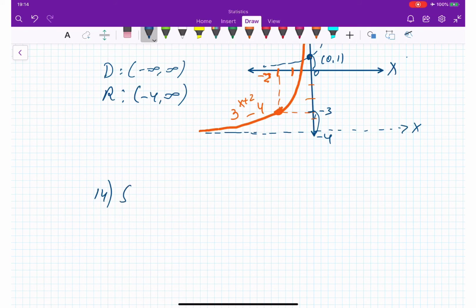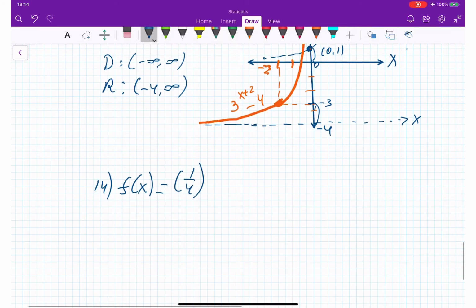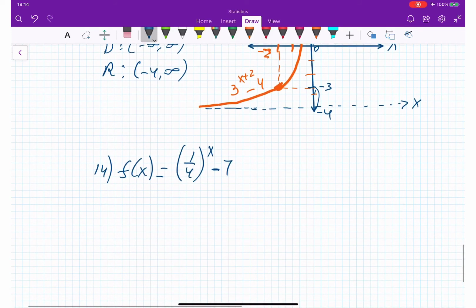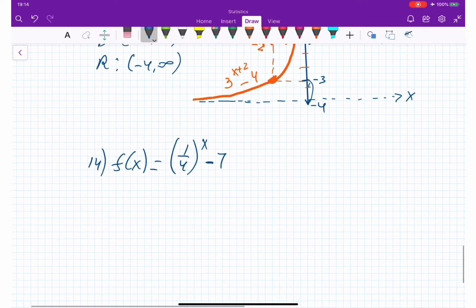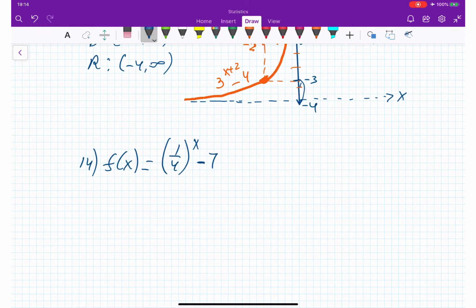Okay, question number 14. f of x is equal to 1 over 4 to power x and minus 7. Okay, so let's see what we're going to do here.